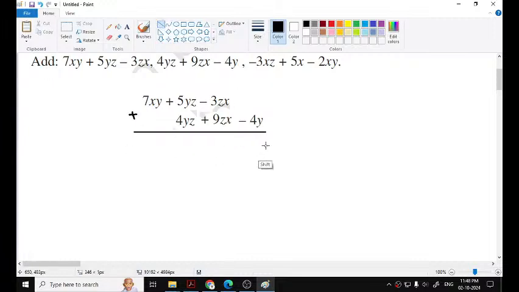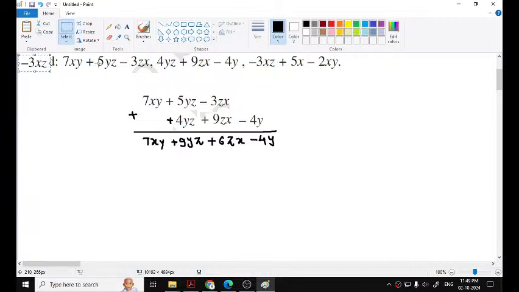Now let us add this. 7xy plus 0xy is 7xy. No sign is here, means plus. Plus 5 plus 4 is plus 9yz. Minus 3 plus 9. Positive signs are more in number, and 9 minus 3 is 6. Minus 4y. Now let us write the terms of this third expression.